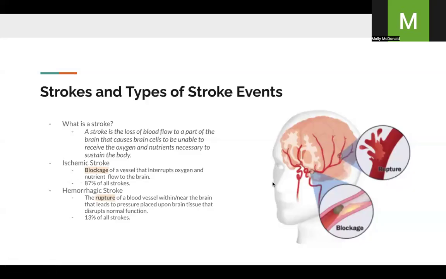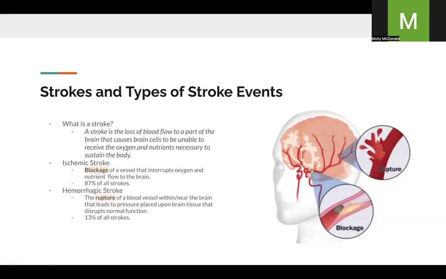So to begin, let's talk about what a stroke is first of all. A stroke is a loss of blood flow to a part of the brain that causes brain cells to be unable to receive the oxygen and nutrients necessary to sustain the body. When a stroke occurs, it can cause brain damage, resulting disabilities, or even death in severe and/or untreated cases.